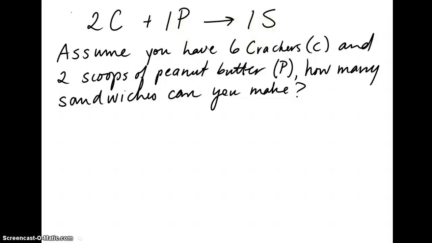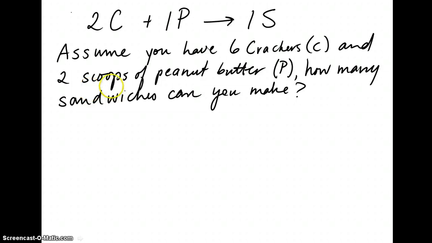So a limiting reactant question would be something like this. Assume you have 6 crackers and you have 2 scoops of peanut butter. How many sandwiches can you make? And for most of us, we'd be able to do this in our head. If we take a look at our 6 crackers here, you're like, well, 6 crackers means that I need 2 for every 1 sandwich, which means that if I have 6 of them, I could probably make 3 sandwiches.